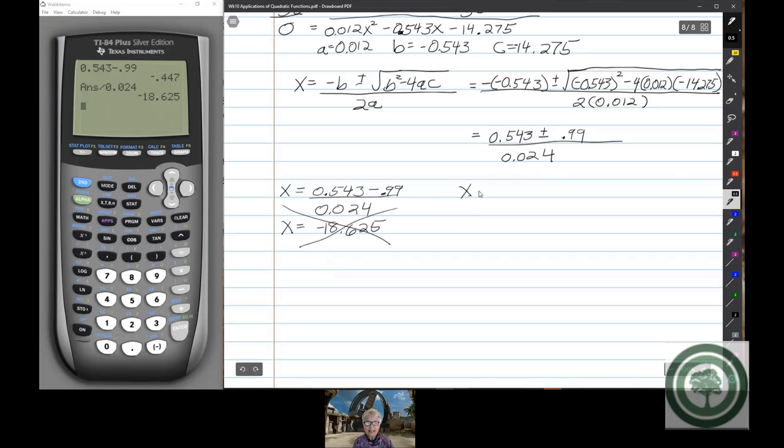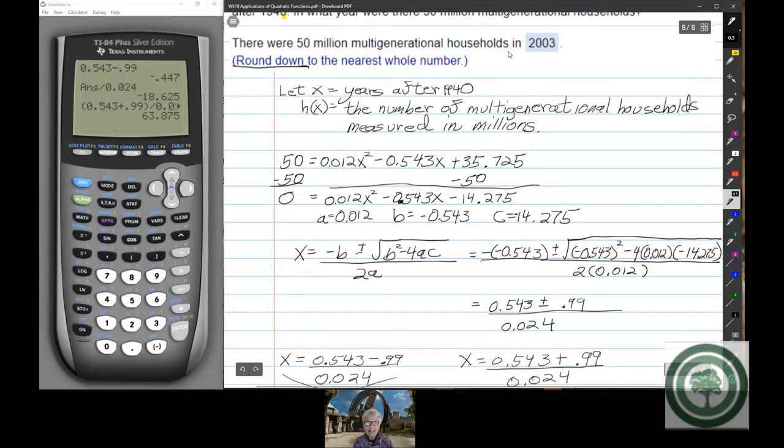So now let's try this. X equals 0.543 plus 0.99 divided by 0.024. Now I can also do this way. I can put in parentheses 0.543 plus 0.99, parentheses closed, divided by 0.024. Enter. And that will be X equals 63.875. And we're going to go with this answer for X and then look up here and see what we're supposed to do with it.